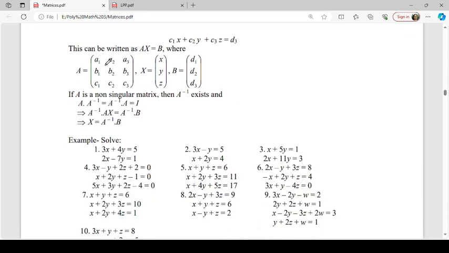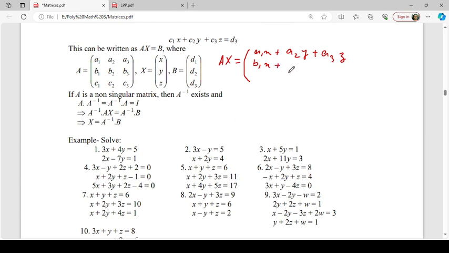So this is A, it is a 3 by 3 matrix. This is a 3 by 1 matrix. So A into X will be, if we see AX, what is AX? AX is equal to A1X plus A2Y plus A3Z.